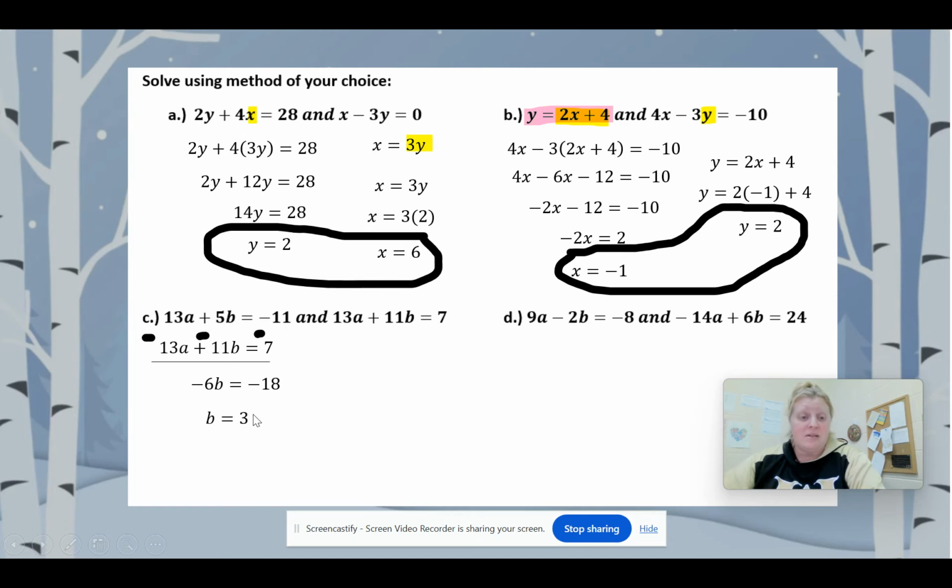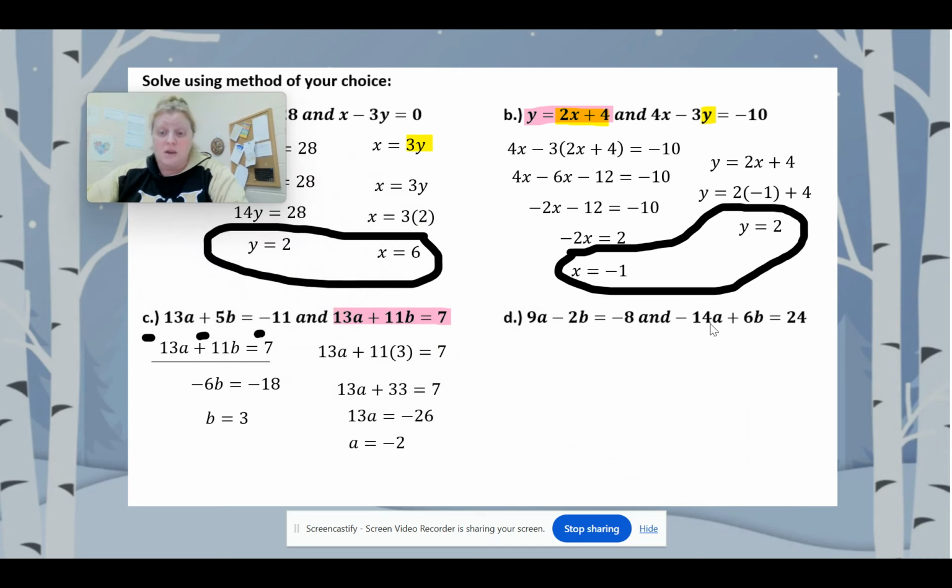And ideally, you would now take this 3 and stick it in for B somewhere and then solve. Now I'm going to go a little fast through that because it gets a little redundant after a while. But there's the work that goes behind my thought process. So whichever one you do, it doesn't matter, you should get -2 for A.